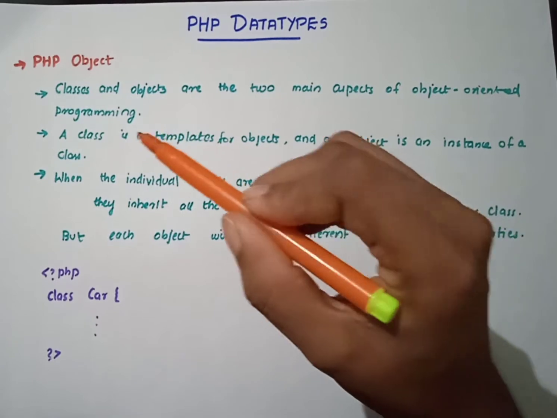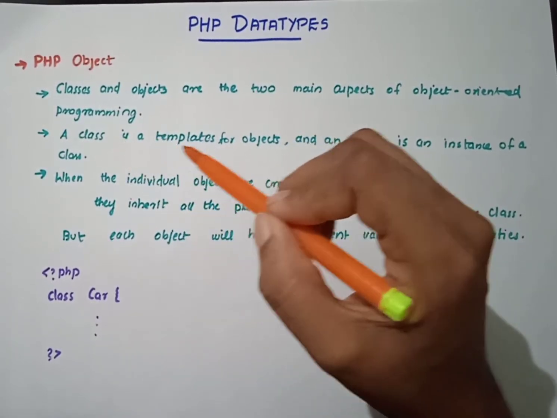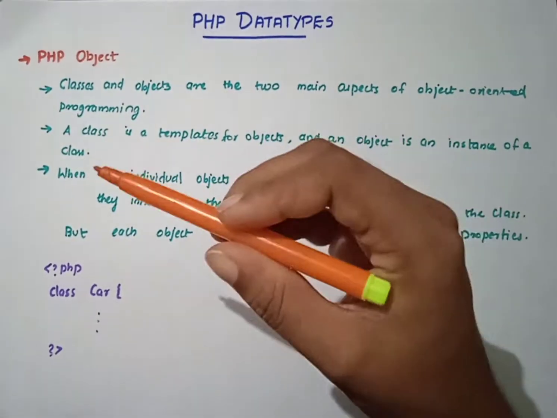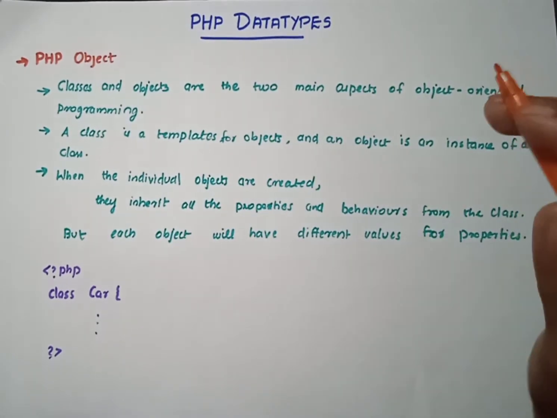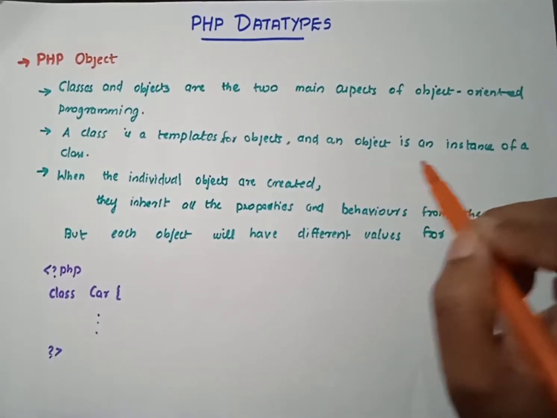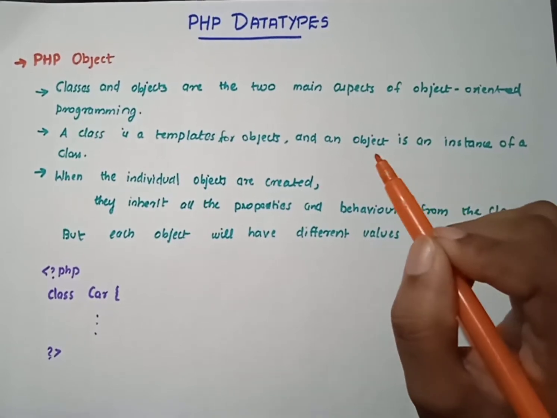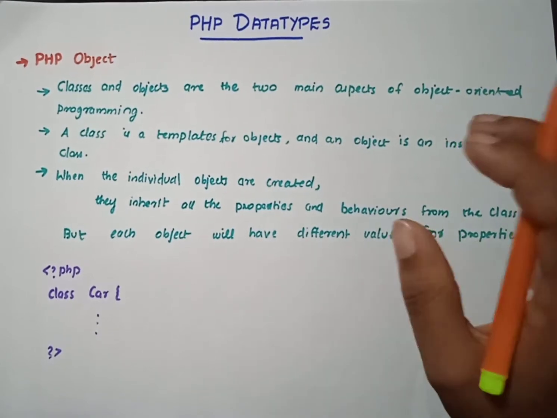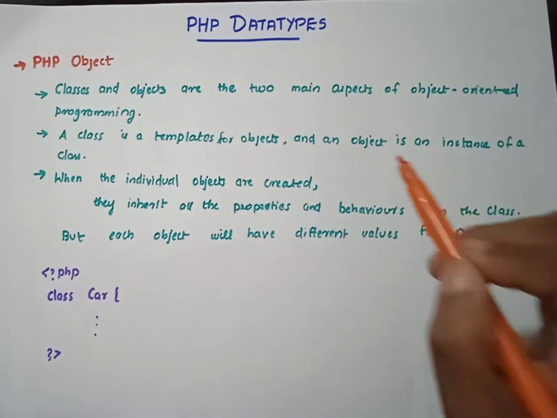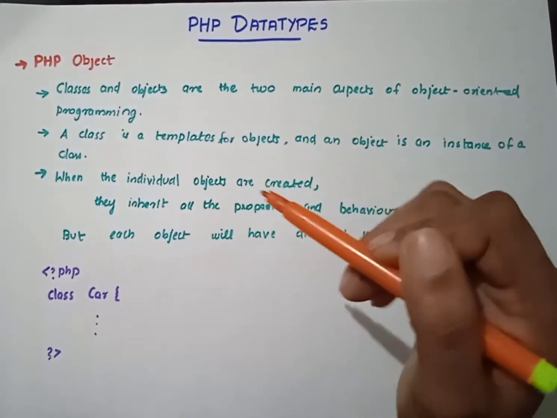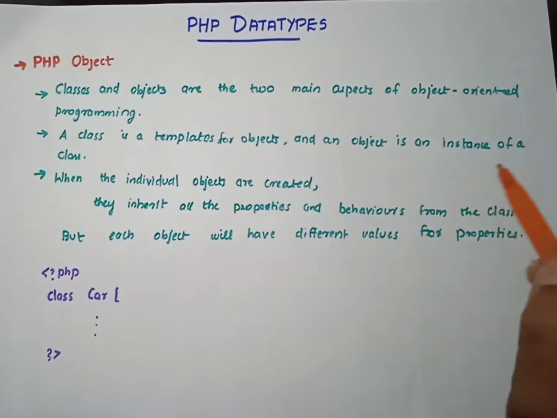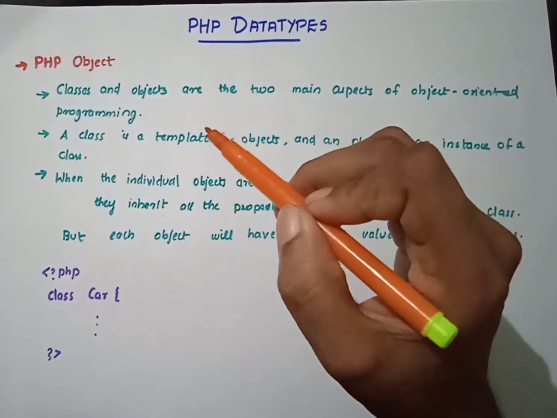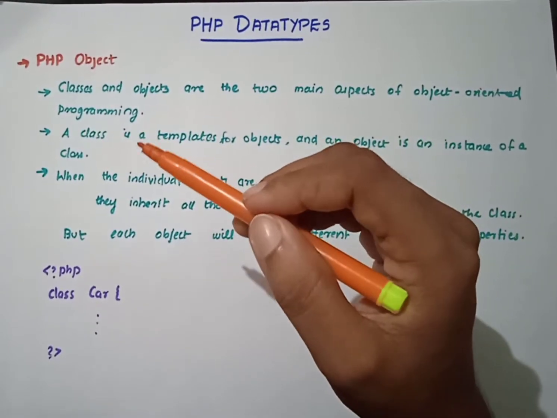So that is why we call a class a template for the objects, and an object is an instance of a class. That means you can create a number of objects from the same class, because the difference here is that each of the objects will have different values, whereas the properties or the basic contents inside these objects come from the class, that is from the domain itself. That's why we call an object an instance of a class.